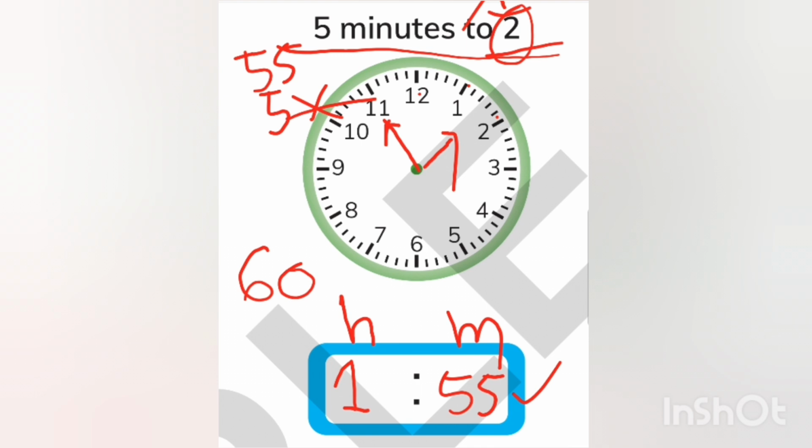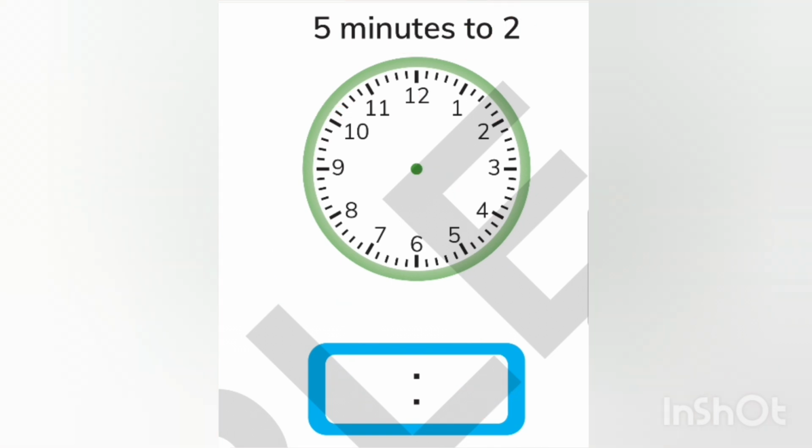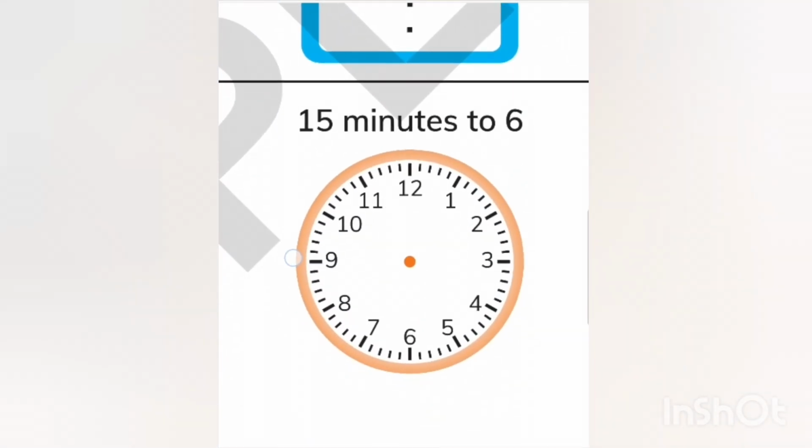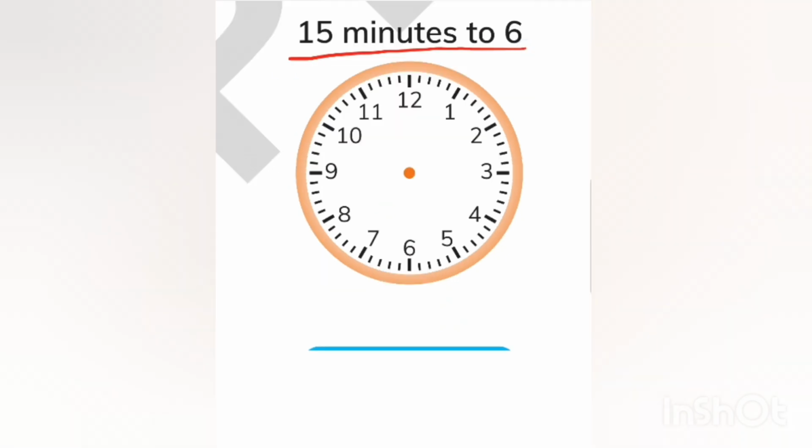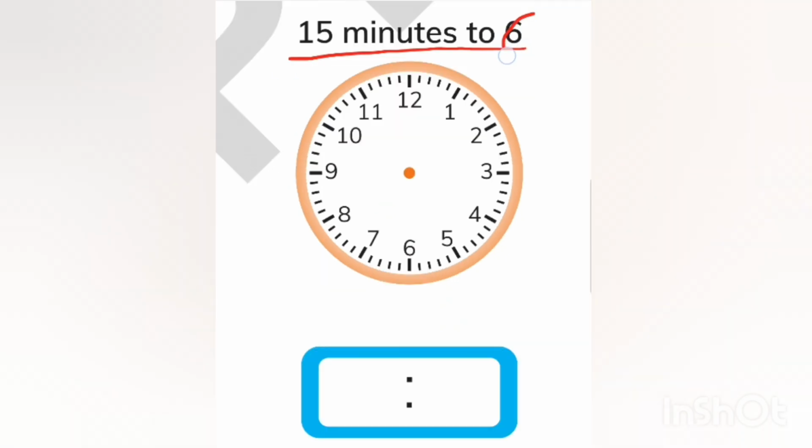Now the last example is written. You can just pause the video and write the answers. Up to now everything is clear. Now we are moving towards another question, that is 15 minutes to 6. What does it mean? This is not 6 o'clock, this is 5. We have to go back one number. So before 6 what will come? 5 will come.